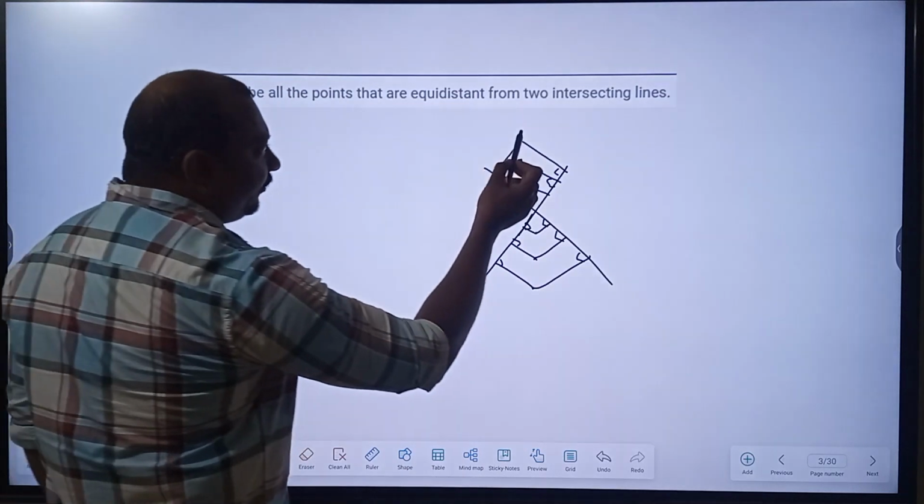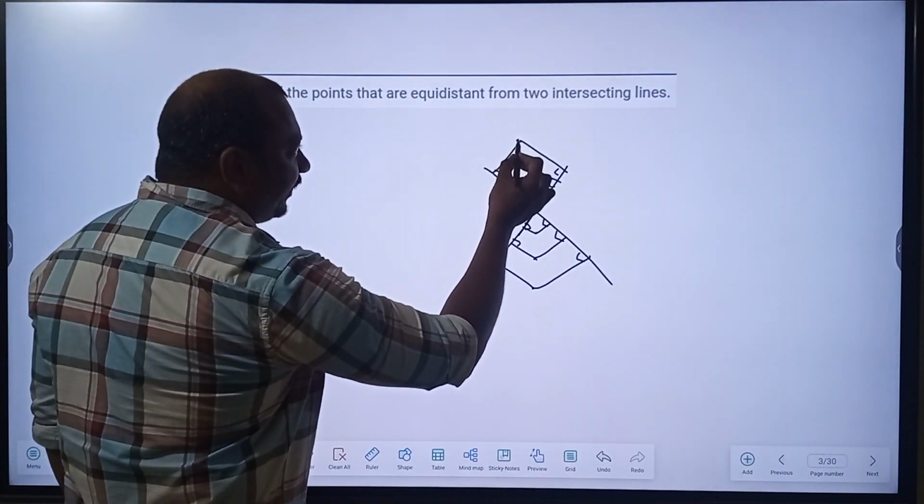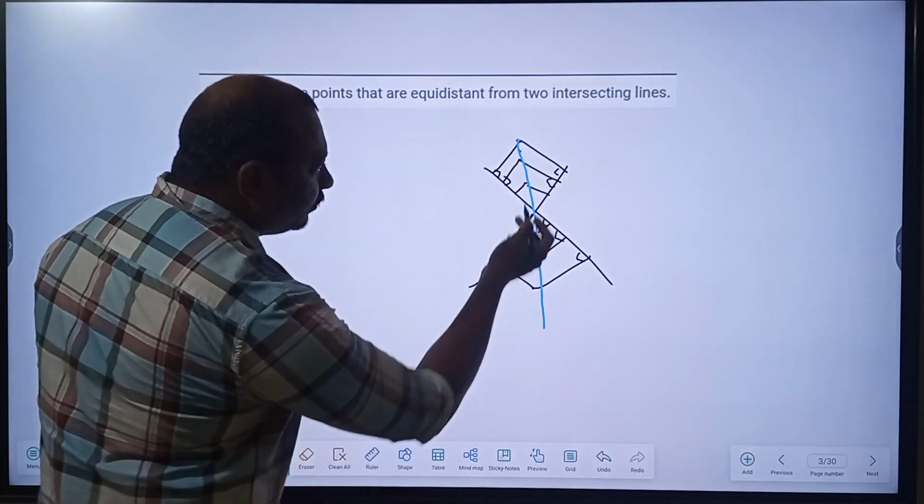These all points are lying on some line. What is that line we called? Angle bisector. Angle bisector of? Angle bisector of this triangle.